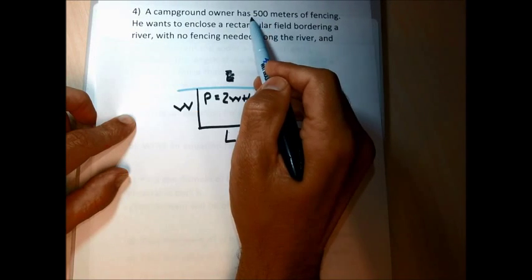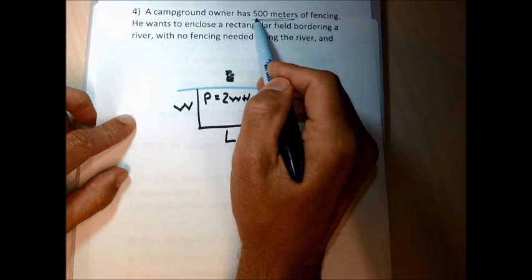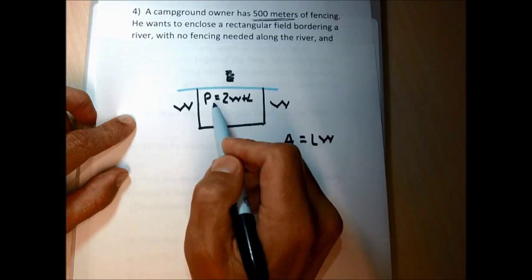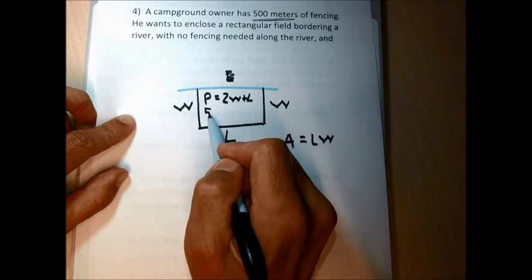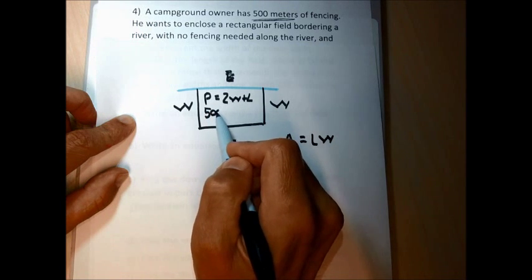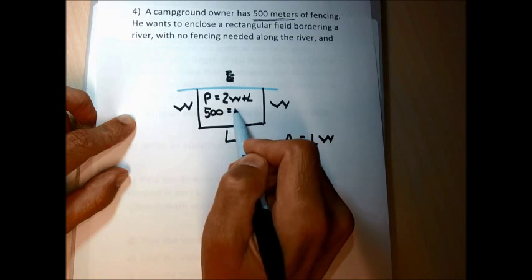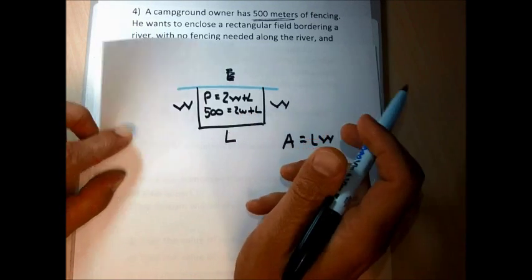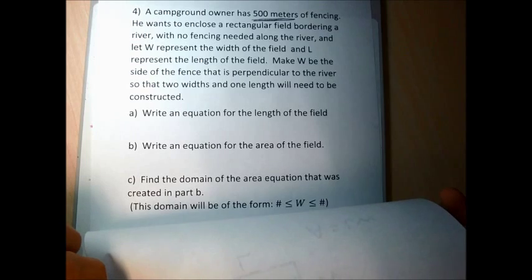The 500 meters, because it's a linear number and not a square number, represents the perimeter of the amount of fence that I have, which is going to be the value of the perimeter. So the equation that I'm going to get from my diagram is going to be 500 equals 2W plus L. And in part A, I'm asked to write an equation for the length of the field.